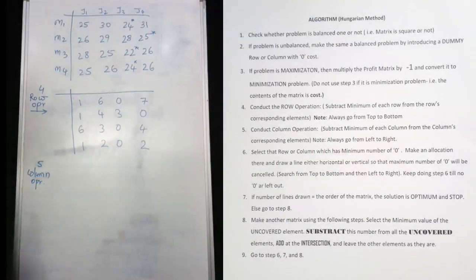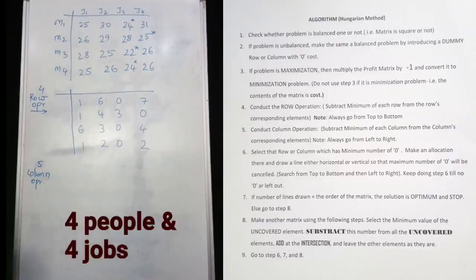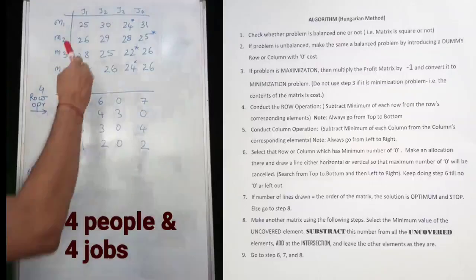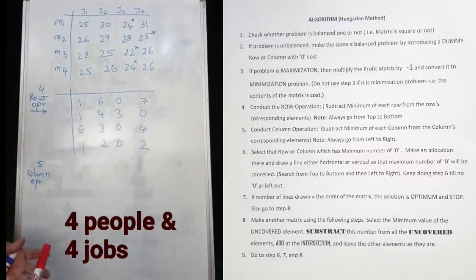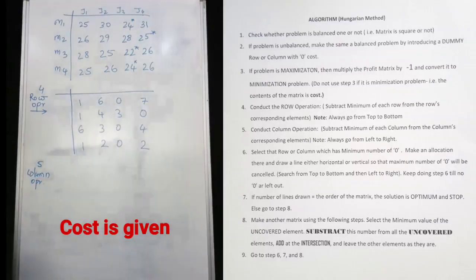Now we'll take the next problem, and as we go on doing the problems, we'll go on making it slightly complicated and see how easily it can be solved. Now I have this problem here where I have got 4 people and 4 jobs, and this is the cost matrix that has been given to you. So let's go with the algorithm.